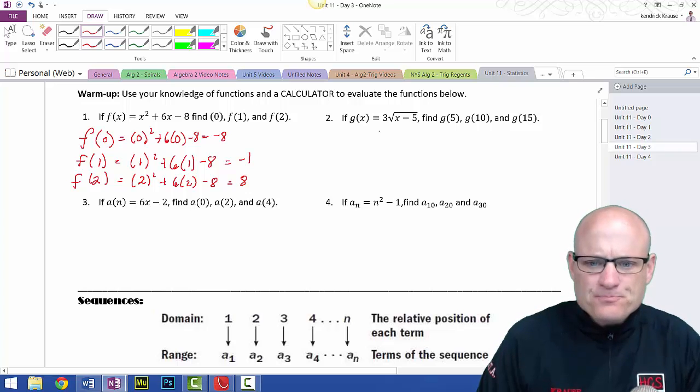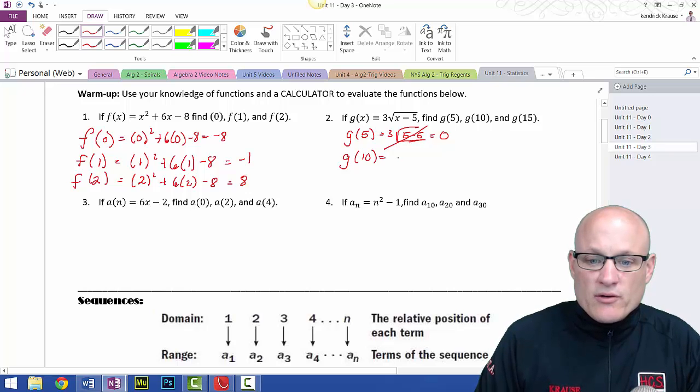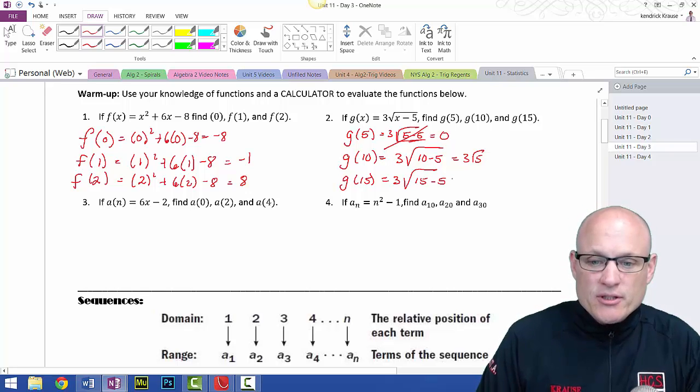And then I can come over here with g of x. Do g of 5. We're going to do 3 times the square root of 5 minus 5. Stuff's pretty simple, right? That'd be 0 because this is just 0. And then g of 10 would be 3 times the square root of 10 minus 5, which is just really equal to 3 square roots of 5. That's all you can do with that. And then you got g of 15. So it's just function notation. Wouldn't it be nice if today's stuff was just kind of simple like this?